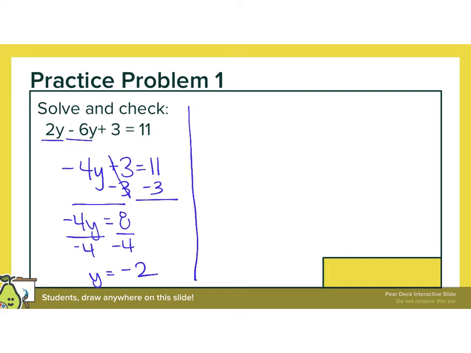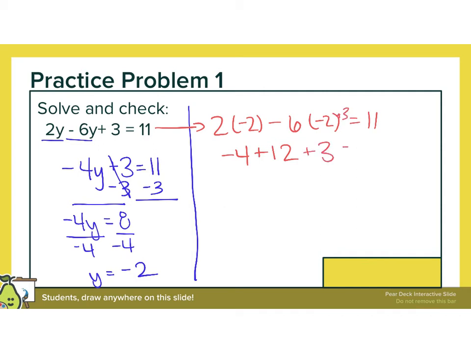To check, I'll switch colors. And I'm going to rewrite this equation, but instead of y's, I'm going to put negative 2's in their place. So 2 times negative 2 is negative 4. Negative times negative is going to be positive. 6 times 2 is 12. Oh, I forgot the plus 3.